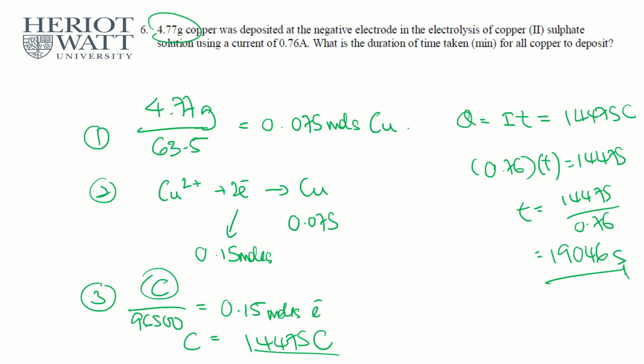Unless, oh yeah, they want it in minutes. So convert this into minutes, therefore you divide by 60, you get 317.4 minutes. Yeah, that's the final. Okay, so the three steps, you know what's going on. Let's take the information, piece the puzzle together to make up what you want, and then put it back into the formula, you can get the answer.